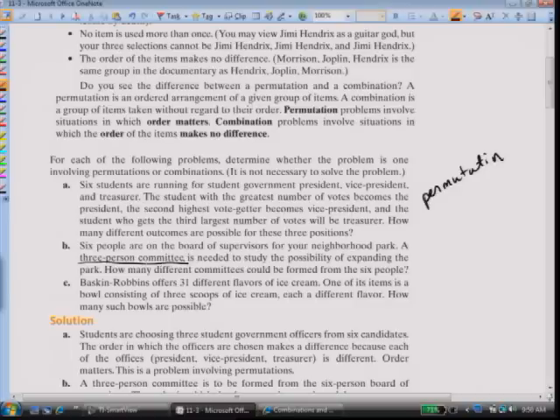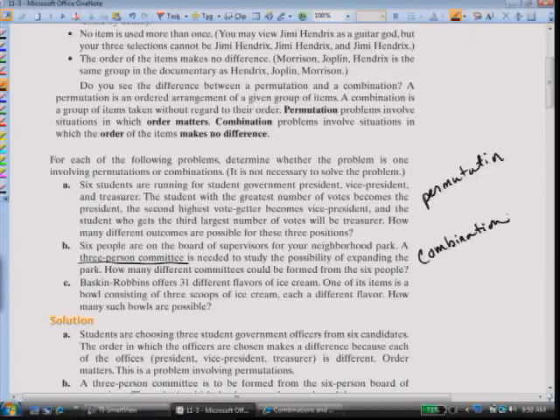Well, if you pick Sally, Jeff, and Mark, the order doesn't matter. Sally, Jeff, Mark, Jeff, Sally, Mark, Mark, Sally, Jeff, that's all the same committee. Do you see what I'm saying? So that doesn't matter. That's going to be a combination. When order doesn't matter, it's a combination.